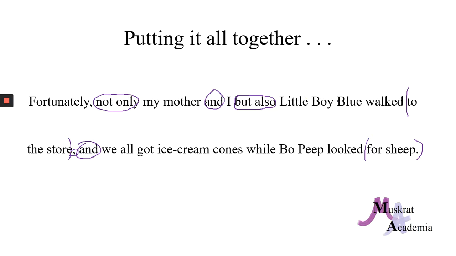Fortunately, not only my mother and I, but also Little Boy Blue walked is our verb, to the store, and we all got, another verb, ice cream cones while Bo Peep looked, another verb. Who looked? Bo Peep. Who got? We. Who walked? Little Boy Blue, mother, and I. All right, fortunately, not only my mother and I, but also Little Boy Blue walked to the store. That comma, conjunction gives us a heads up. We got an independent clause right there. We all got ice cream cones while. Well, while is a keyword. Cut this off. We all got ice cream cones is independent. While Bo Peep looked for sheep is dependent. Independent plus dependent: we have a compound-complex sentence.